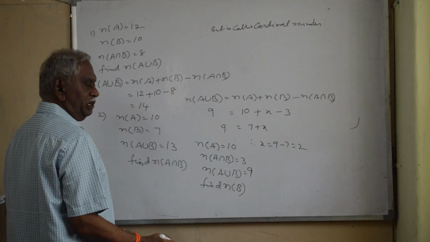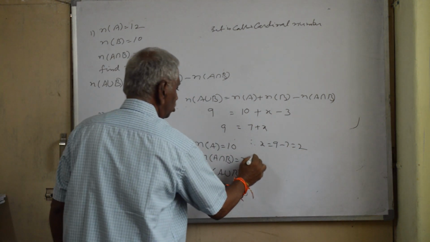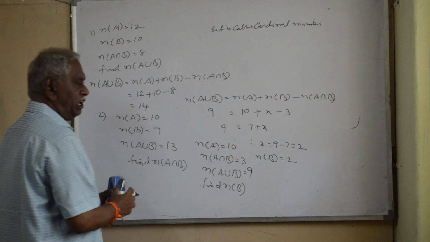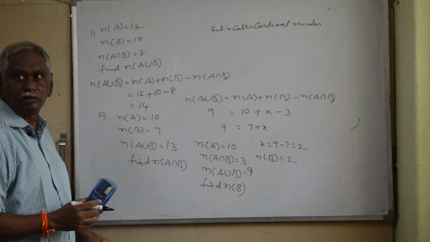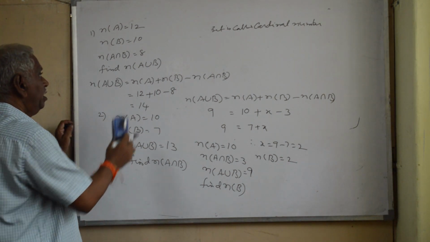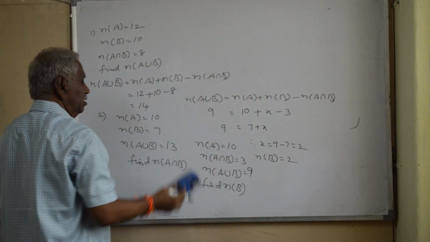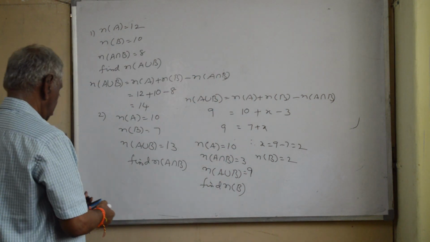So what is n of B? n of B is equal to 2. This is the way how to find the values. So this is the way to find n of A union B, n of A intersection B, and this thing. Next.